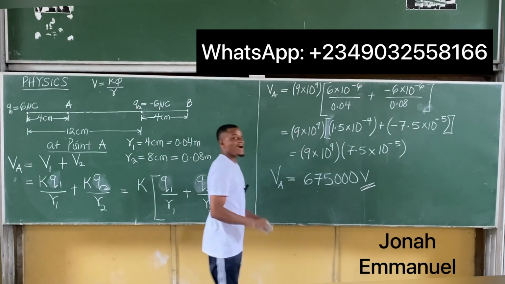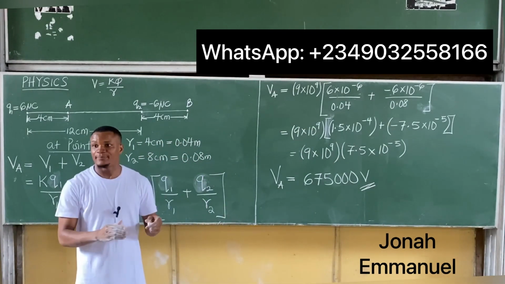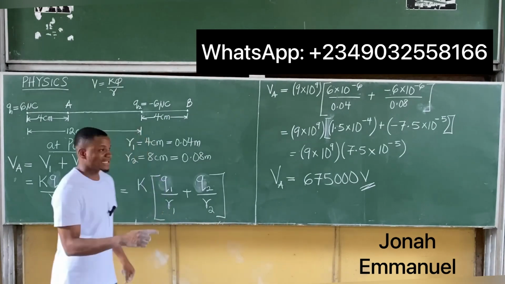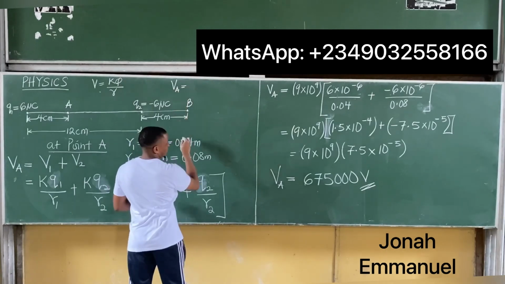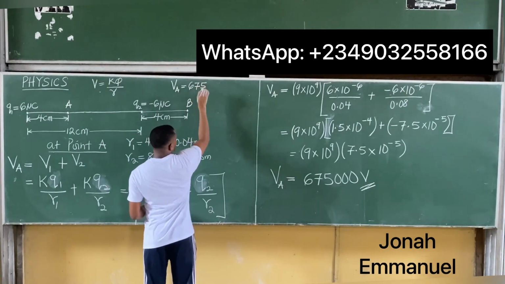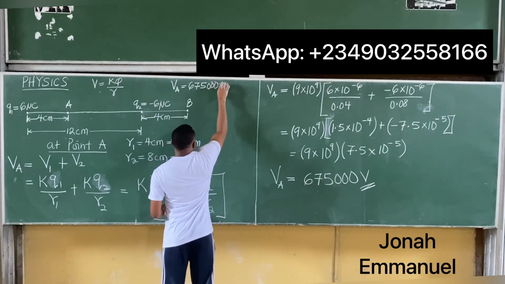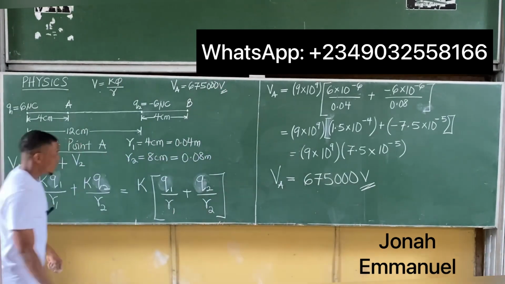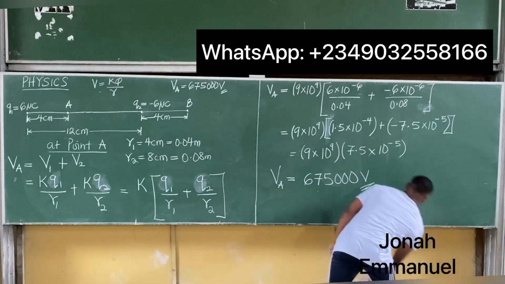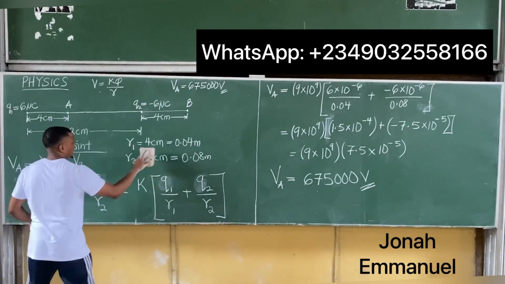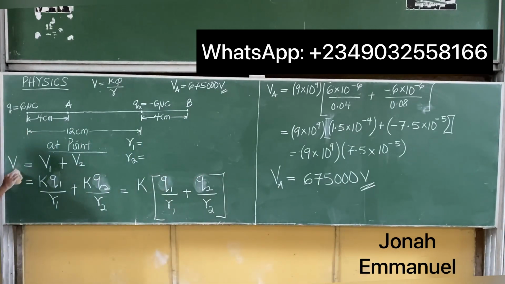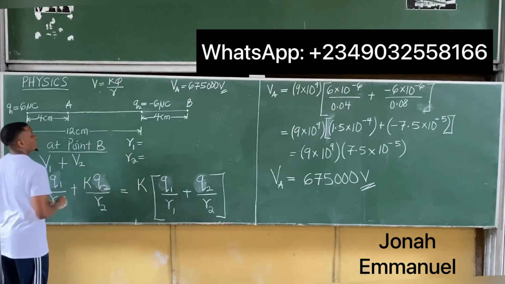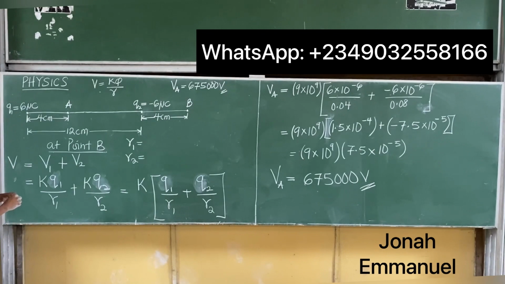I'm done with A. I still have to find for B. So next up, let's now get at point B. VA is equal to about 675,123 volts. That's VA. Let's get at point B. At point B, it's basically the same thing, just a change in the distance.